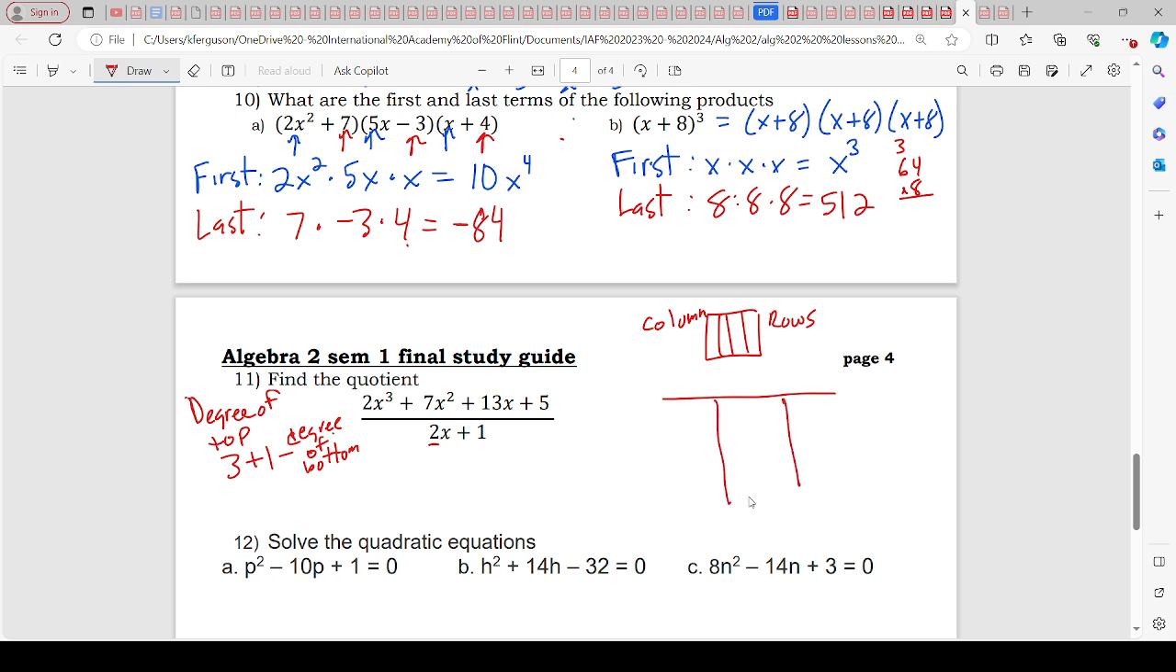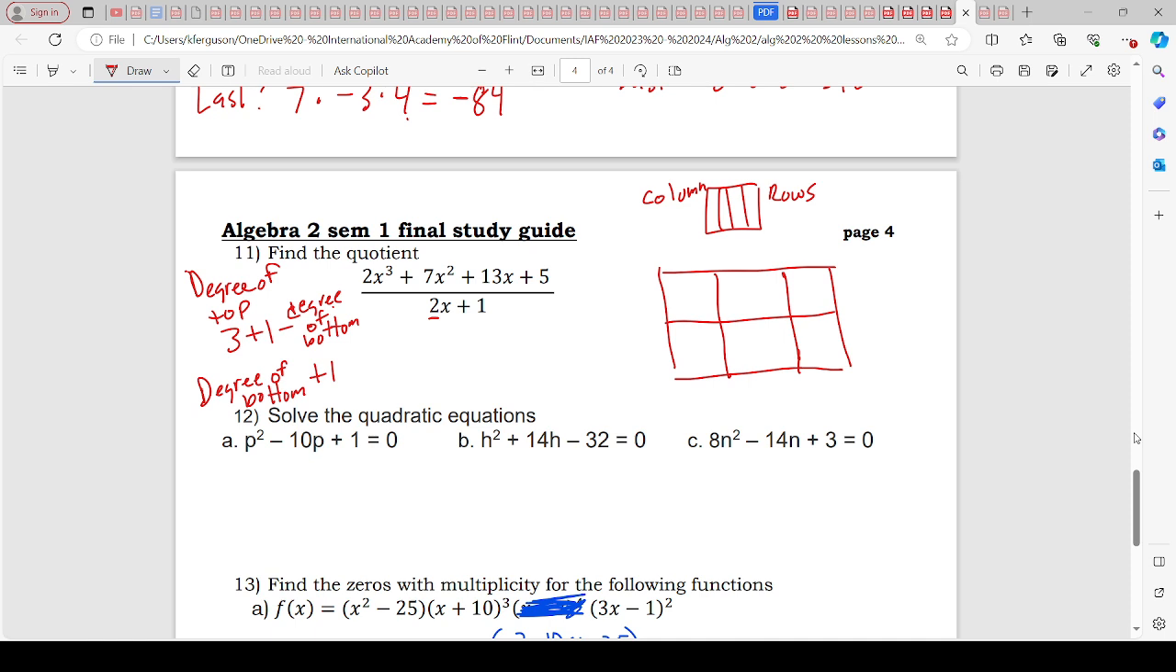So I'm going to have a box that looks like that. And then I need to figure out how many rows I got. So I take the degree of the bottom plus 1. So the degree of the bottom we said was what? 1 plus 1 is 2. So I'm going to have boxes that look like that. That's a 3 by 2.